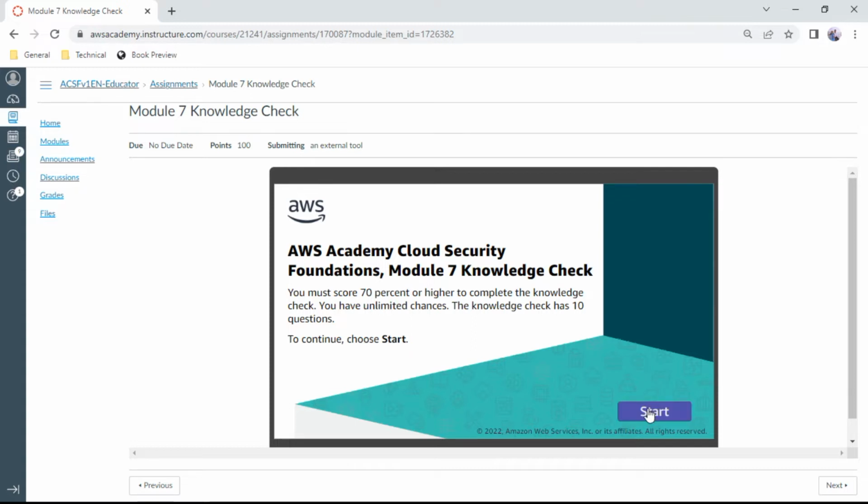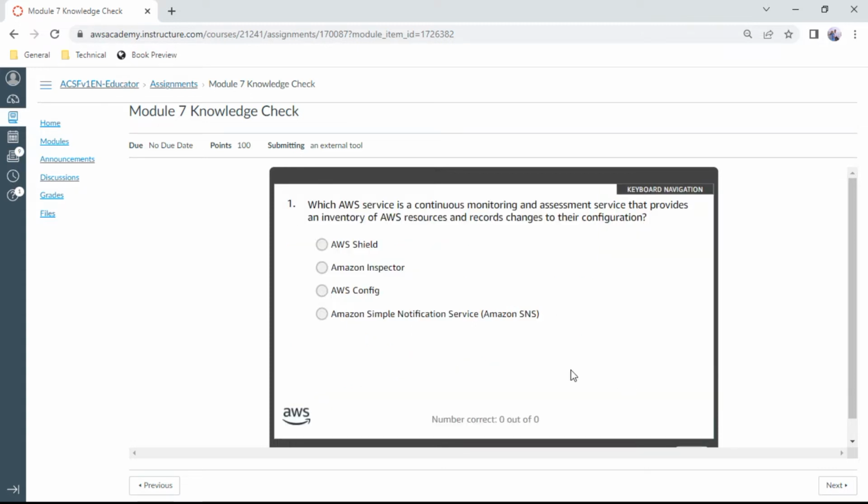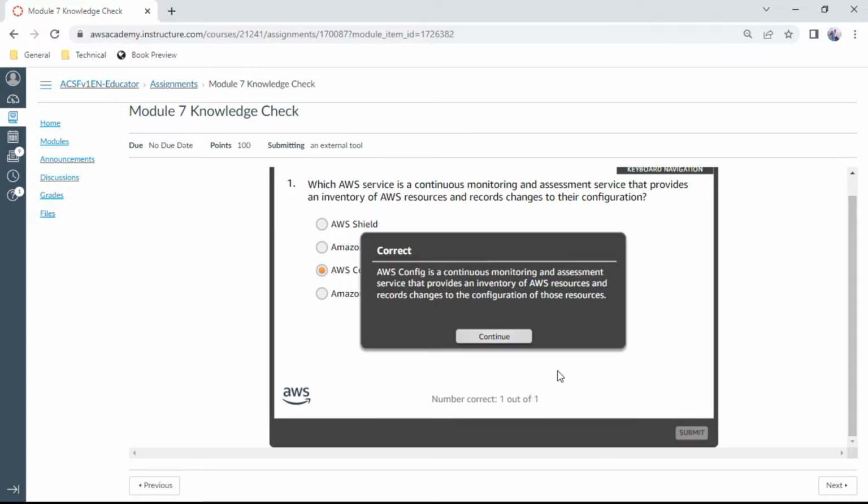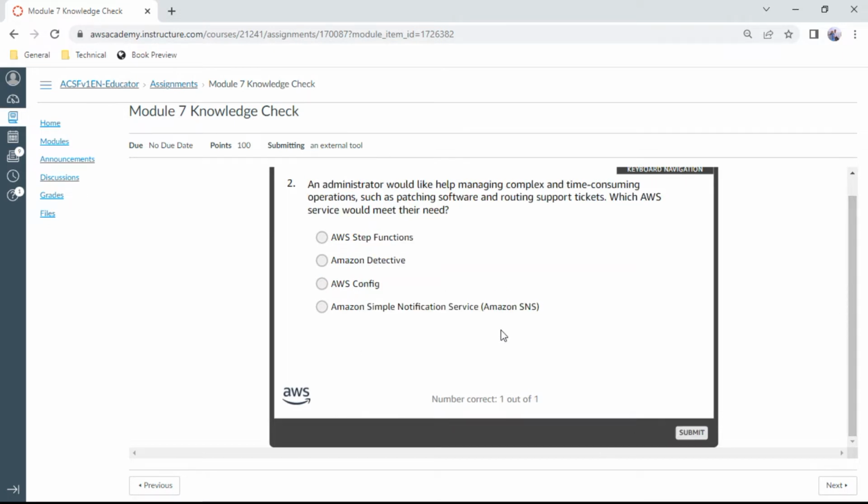Okay, the first question on your screen: which AWS service is a continuous monitoring and assessment service that provides an inventory of AWS resources and records changes to their configuration? It is AWS Config. So this is the first question. Let me check. Yeah. The second one: an administrator would like help managing complex and time consuming operations such as patching software and routing support tickets. Which AWS service would meet their need? It is Step Functions.